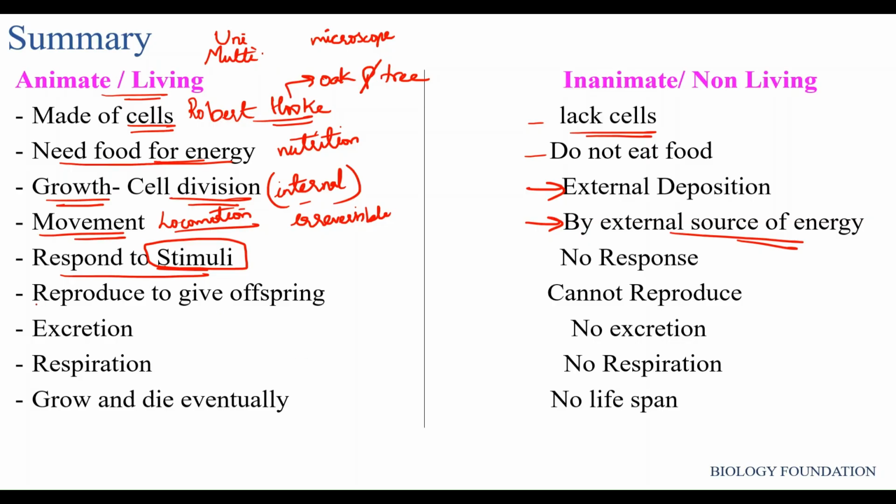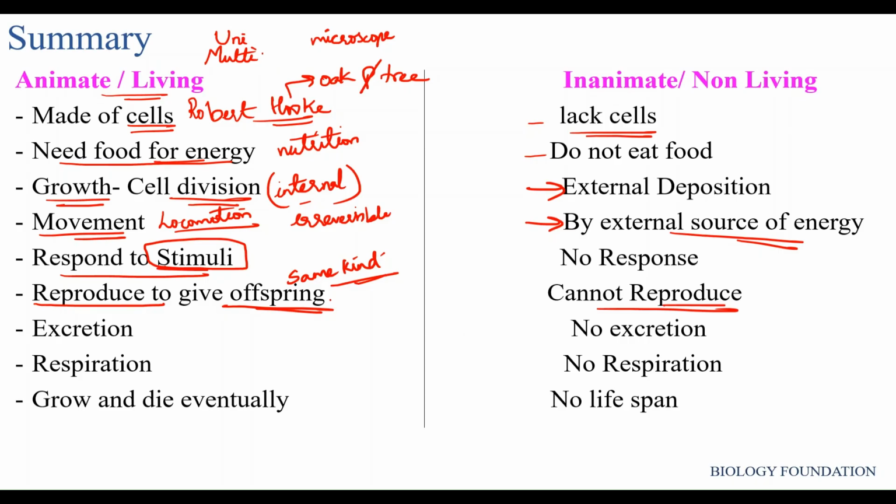Living organisms reproduce and give rise to offspring. Offspring means children, but the term children is used for human beings. When I say offspring, it can be used for plants, animals, microorganisms. They reproduce to give organisms of the same kind. A monkey gives rise to a monkey only, not a dog or a cat. That's what I mean to say: reproduce to give offspring of the same kind, whereas inanimate objects do not show reproduction.